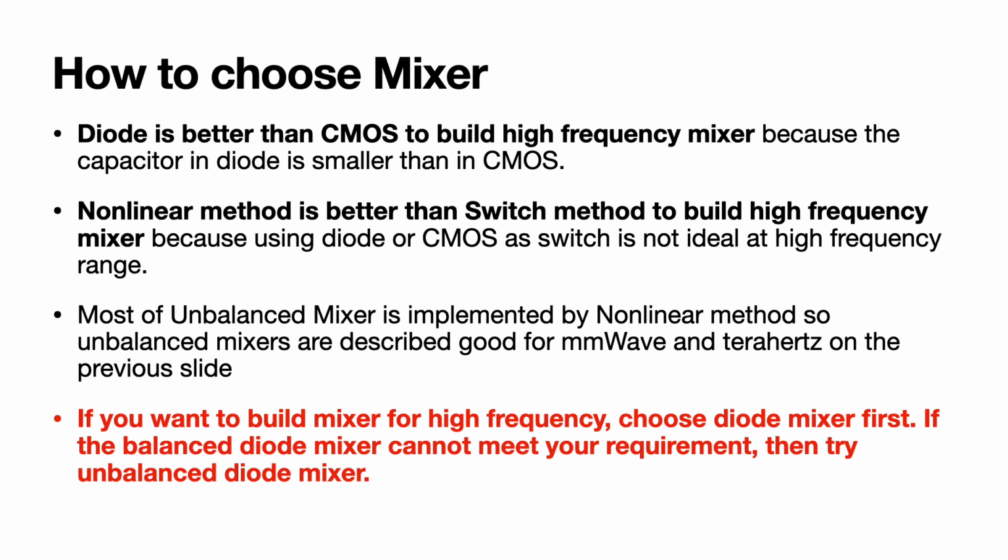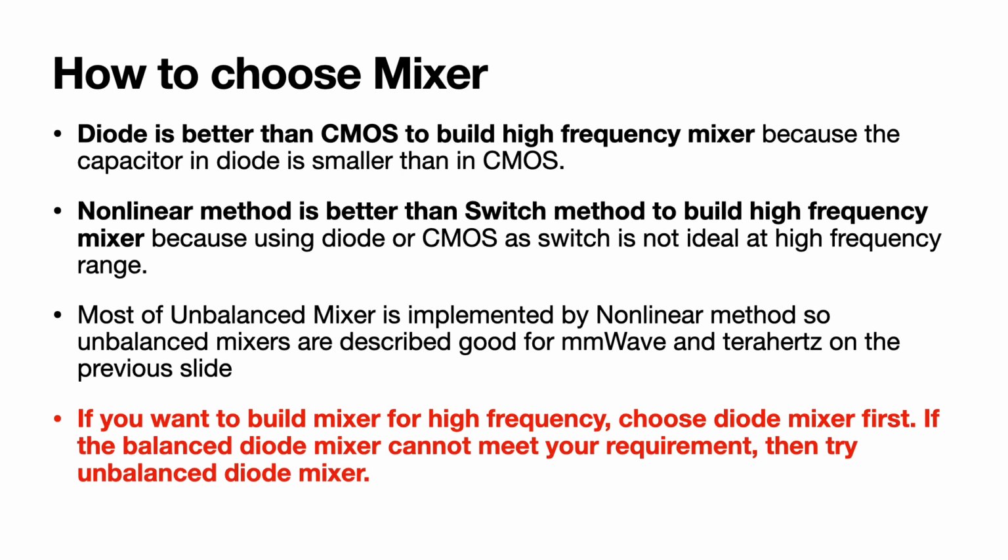Finally, you may wonder that there are so many different mixers. How do I choose the right one? Here is my understanding. Diode is better than CMOS to build high-frequency mixer because the capacitor in diode is smaller than in CMOS. Nonlinear method is better than switch method to build high-frequency mixer because using diode or CMOS as switch is not ideal at high-frequency range.